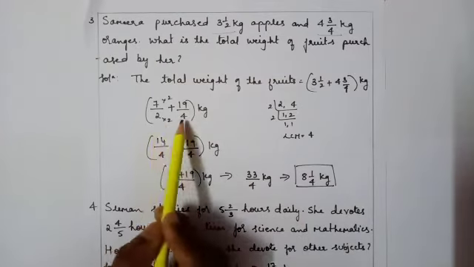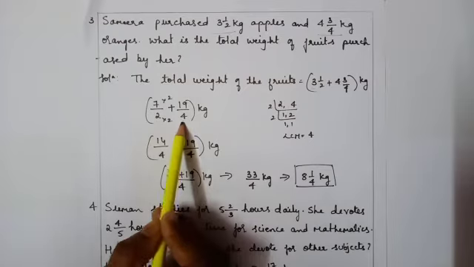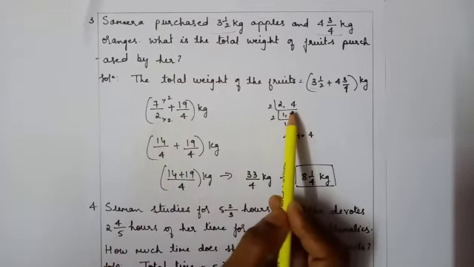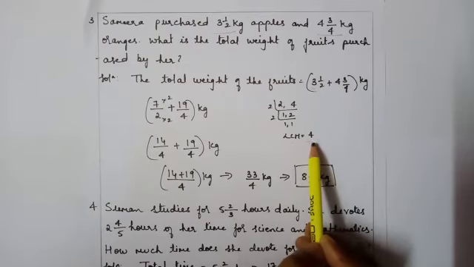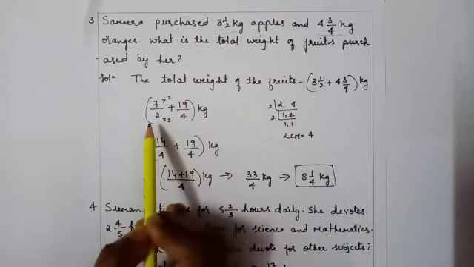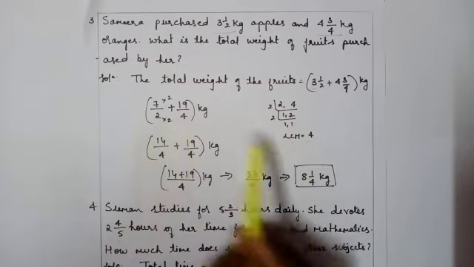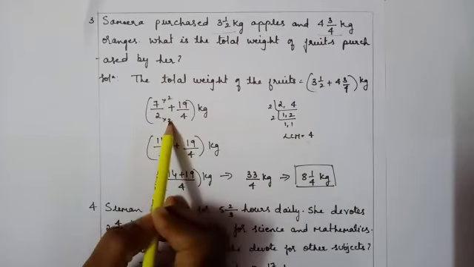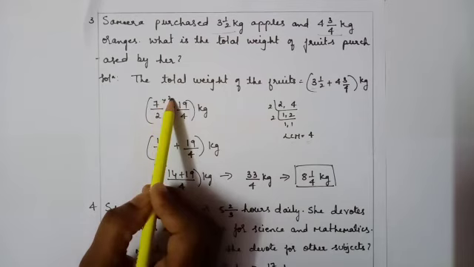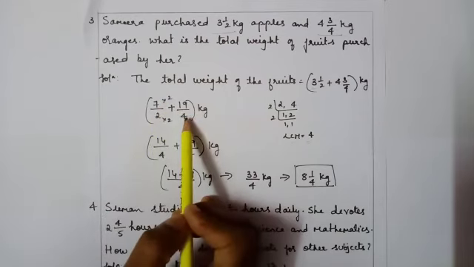Now you are supposed to add these two fractions, but you can't add directly because the denominators are different. So take out the denominators, calculate the LCM. The LCM is 4. Then you are supposed to convert the denominators of these two fractions to 4. So 2 2s are 4, so same into 2 in the numerator also. In the second fraction, no need to multiply by any number because already the denominator is 4.